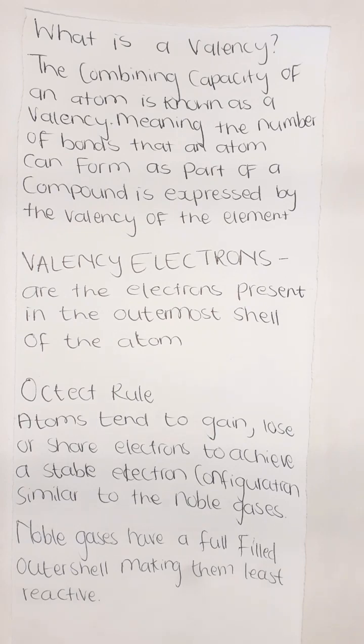What is a valency? The combining capacity of an atom is known as its valency, meaning the number of bonds that an atom can form as part of a compound is expressed by the valency of the element. Valency electrons are the electrons present in the outermost shell of an atom. The octet rule: atoms tend to gain, lose, or share electrons to achieve a stable electron configuration similar to noble gases. Noble gases have a full outer shell, making them least reactive.